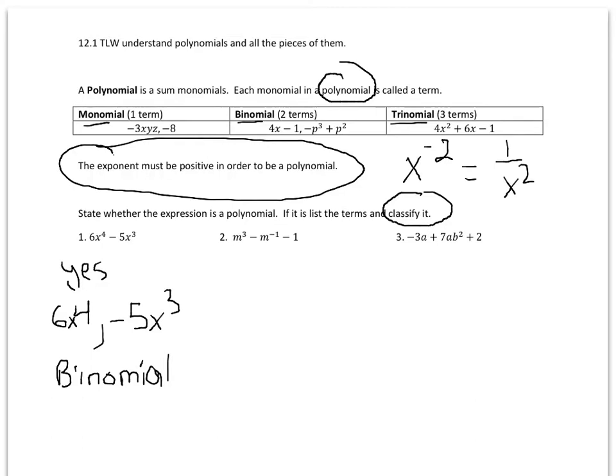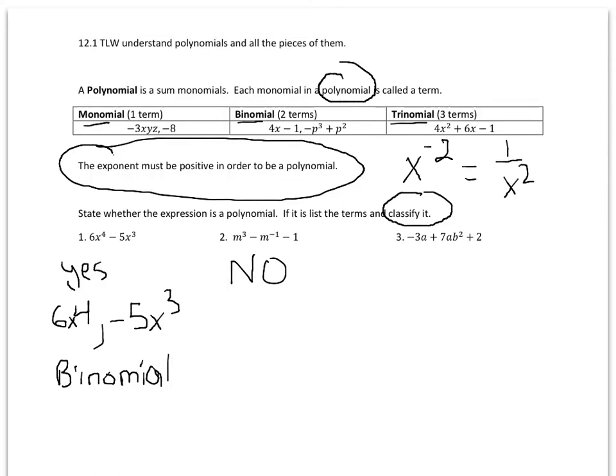So state whether the expression is a polynomial. So I look, m to the third, we're good there. Negative m to the negative 1. I don't like seeing those negatives. And I look up here, the exponent must be positive. So that makes this one real quick. No, it is not a polynomial. So you're done. You don't have to list the terms. You don't have to classify it because it's not a polynomial.